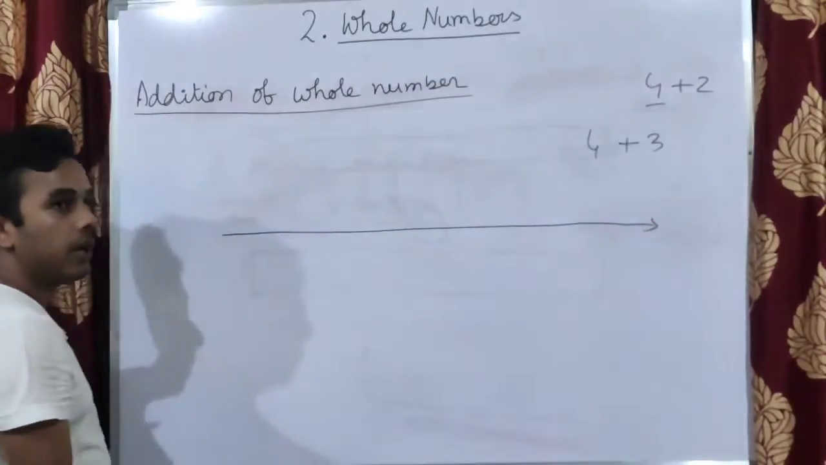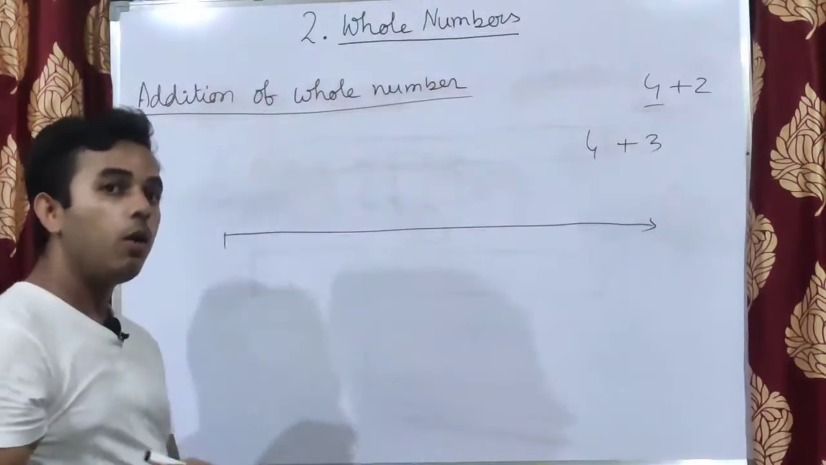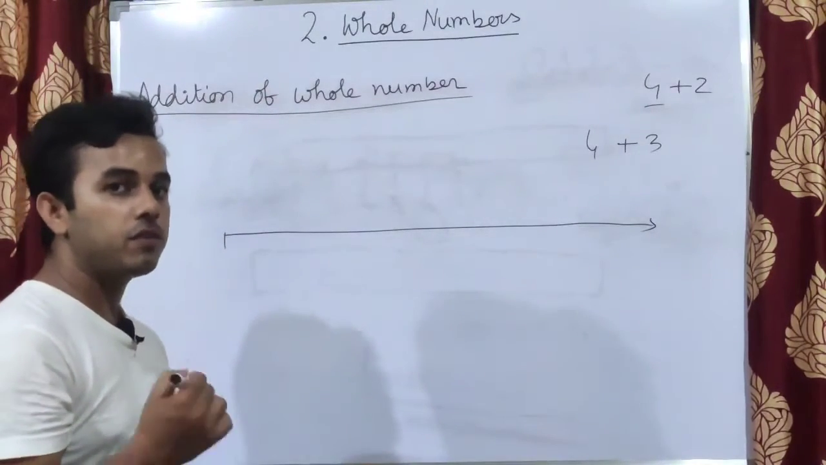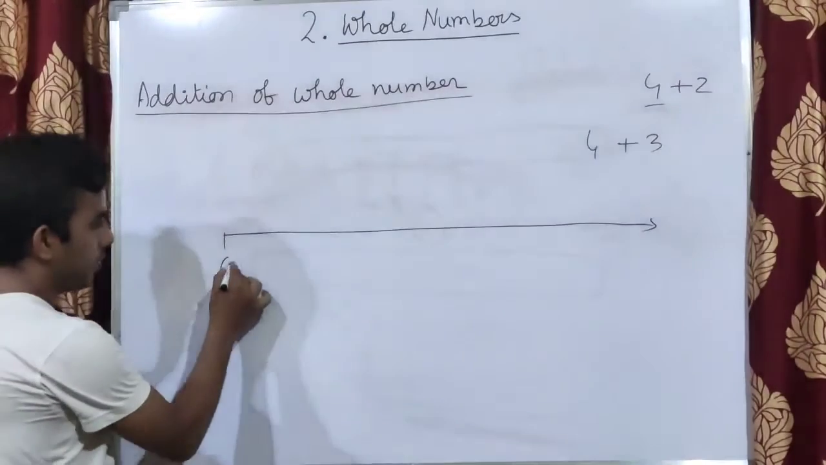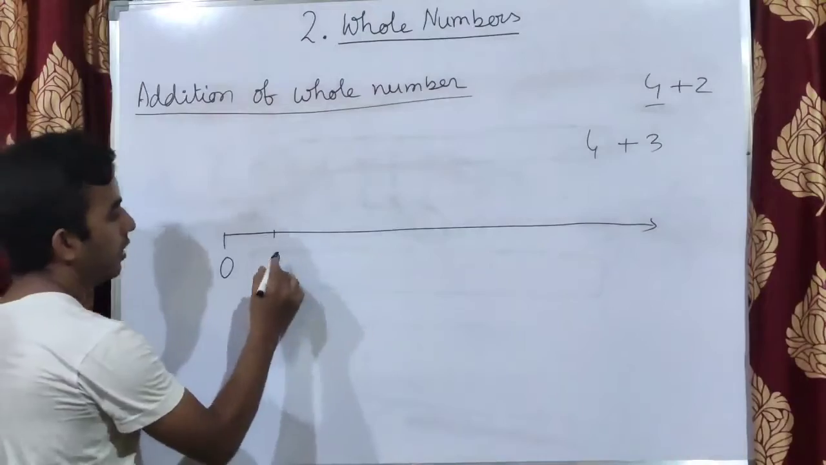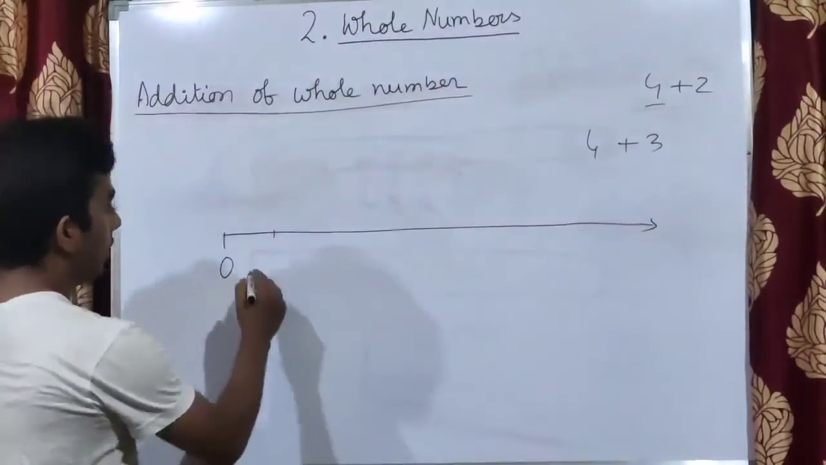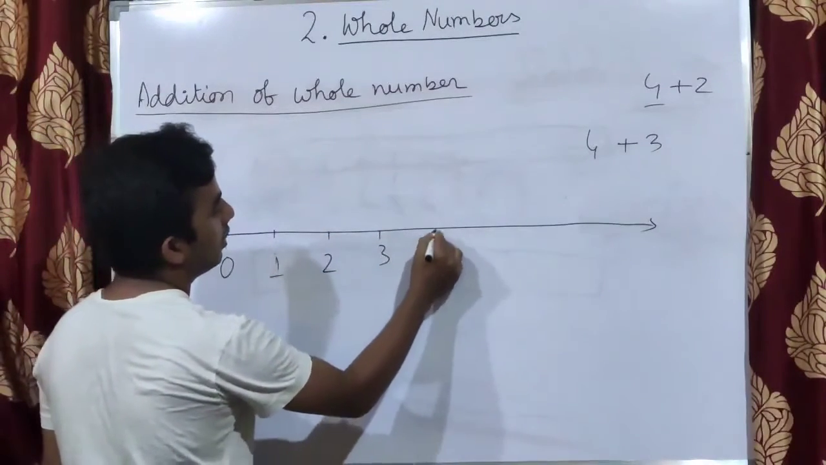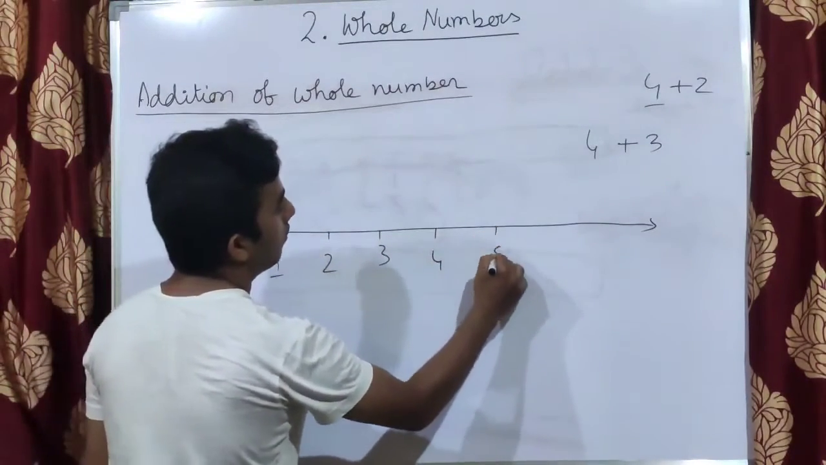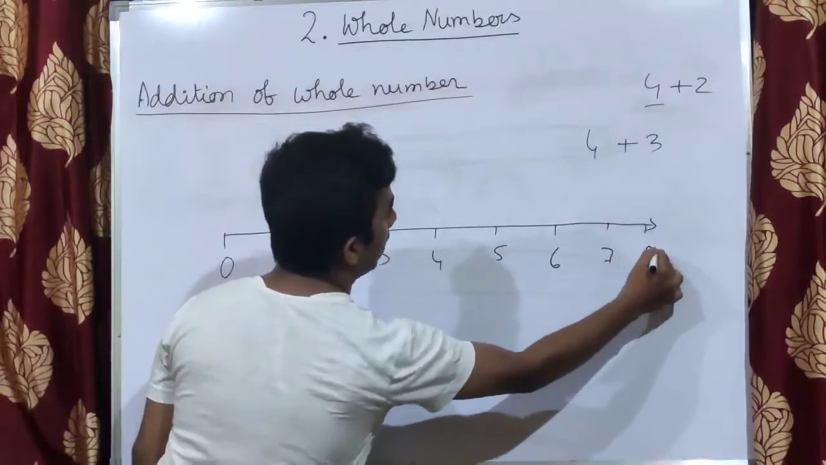So this is our number line. Now what do we have to do? We have to plot numbers. So here, the first whole number is what? That is the smallest whole number, it is 0. So first whole number 0, then 1, 2, 3, 4, 5, 6, 7, 8.